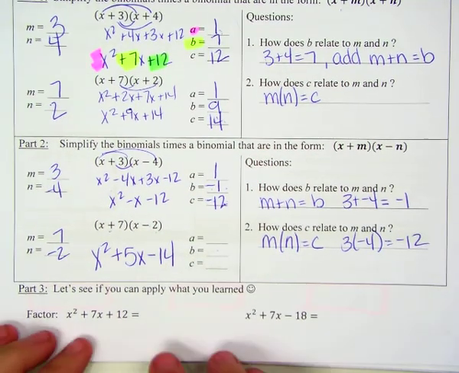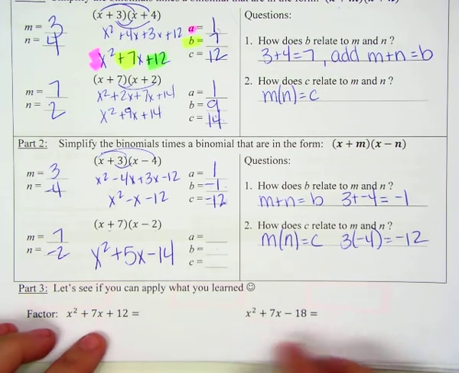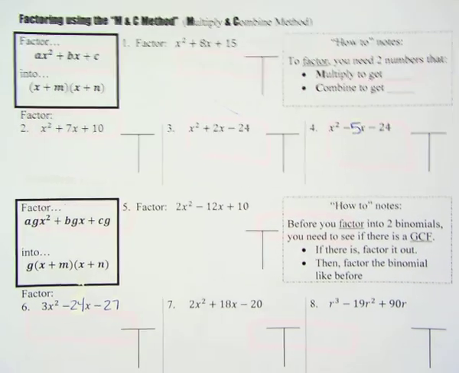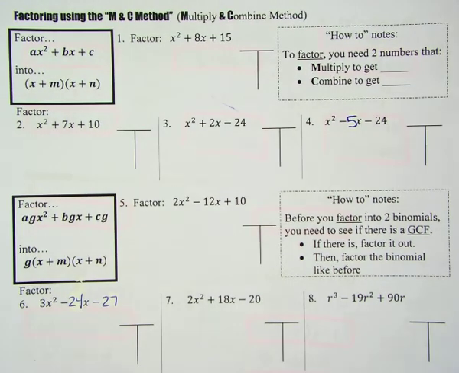Well, why would we use that? You can do these two on your own. I'm just going to move on to the next one. We use that because when we factor, we're actually going backwards from that experience.